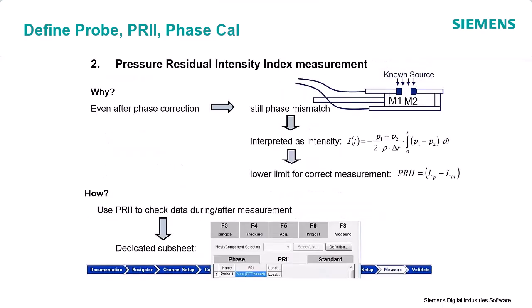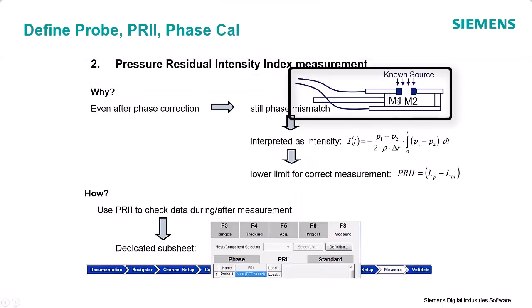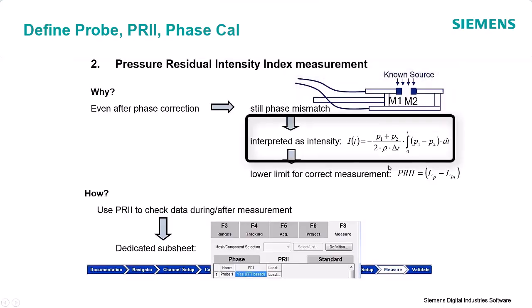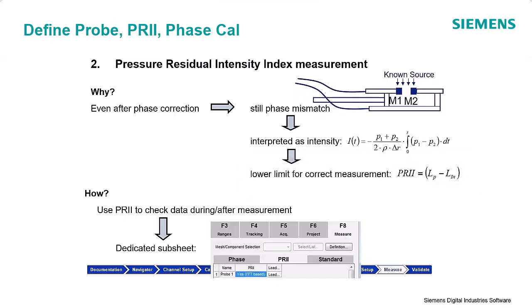And the noise floor is quantified in terms of this pressure residual intensity index. To determine that, you send the same signal, and whatever intensity you measure is the lower limit for the correct measurement. That determines the lowest intensity level that you can measure. The upper limit is actually the sound pressure that you measure.